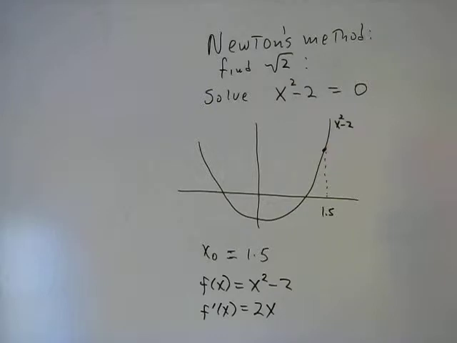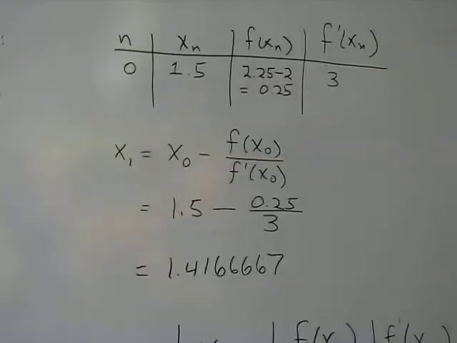We're going to start at x0 as 1.5 because we know the square root of 2 is somewhere around 1.4, so that should be a decent guess. And f of x again is x squared minus 2, which means f prime of x is 2x. So our first step is to calculate the tangent line at 1.5 and find the x-intercept of that tangent line, which we've already seen how to do.